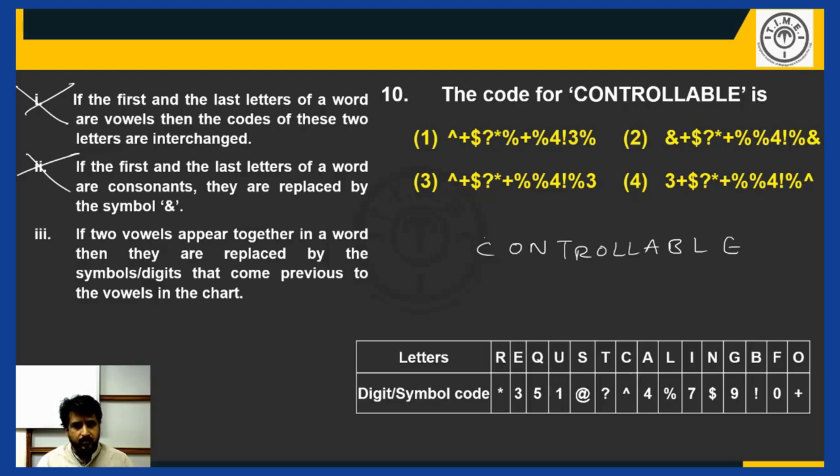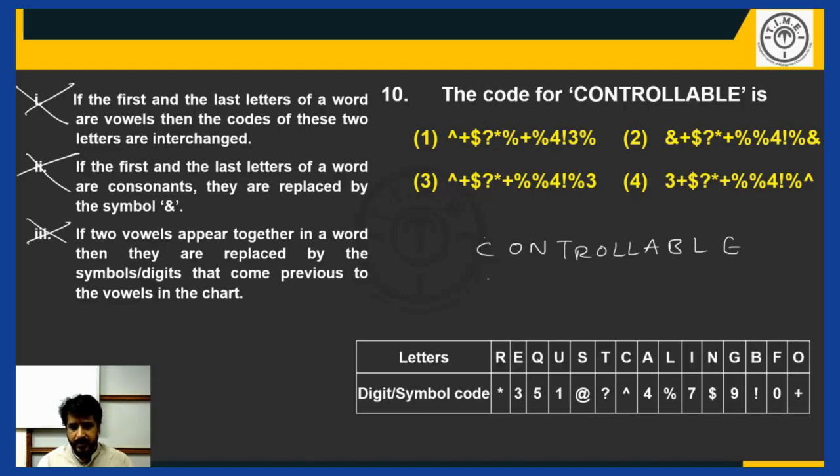Do we have any two vowels together? Let's check it. CO, ON, NT, TR, RO, OL, LL, LA, AB, BL, LE. No, so the third rule is also not applicable. It does not belong to any rule, so it will be taken as it is as per the chart.